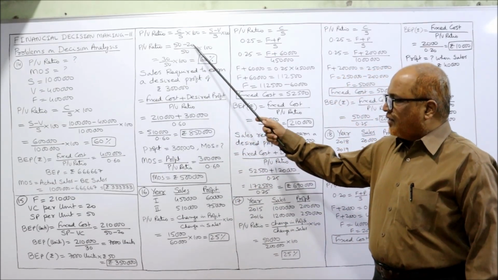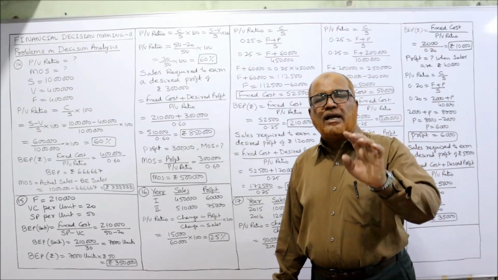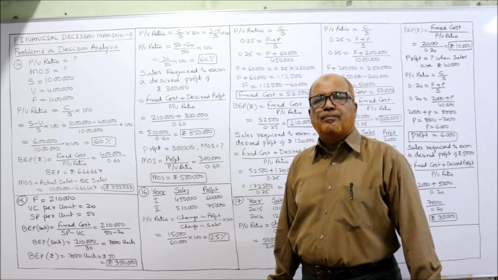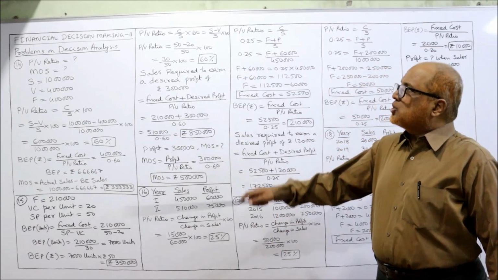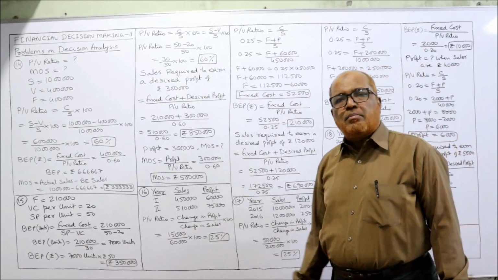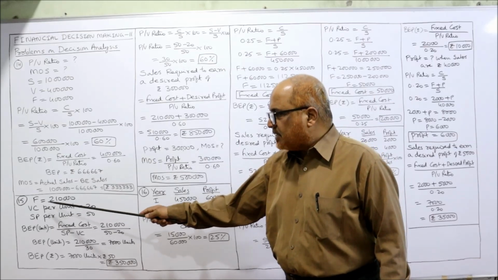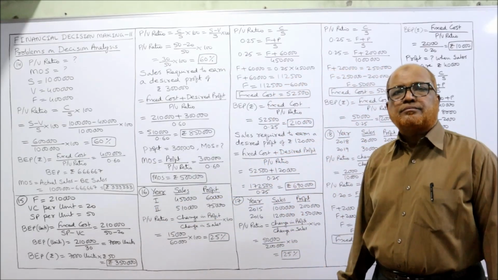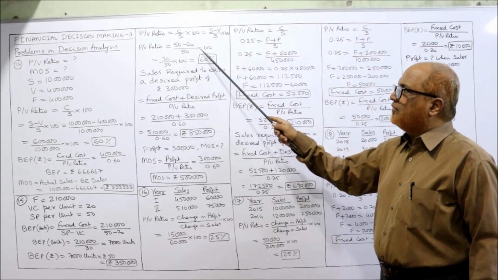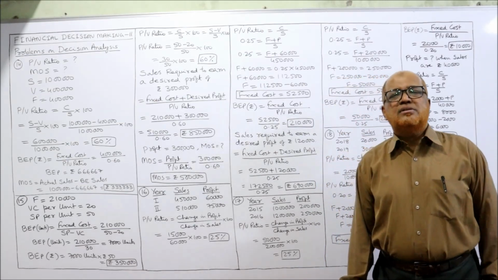Sales required. First of all, we calculate PV ratio, because without PV ratio, we cannot attempt the second question. Sales required to earn a desired profit. We need PV ratio. So PV ratio C by S into 100. In place of C, I am writing S minus V because we have selling price and variable cost. So S minus V by S into 100, 50 minus 20 by 50 into 100, 60%. So PV ratio we got 60%.